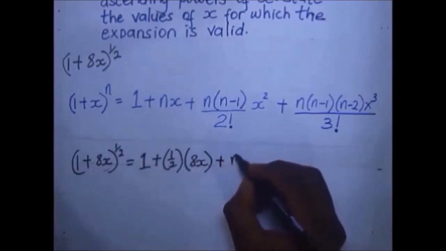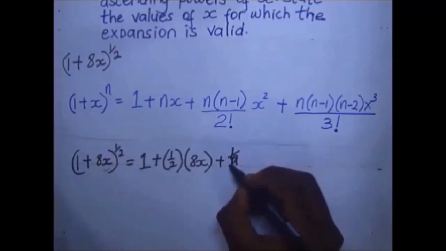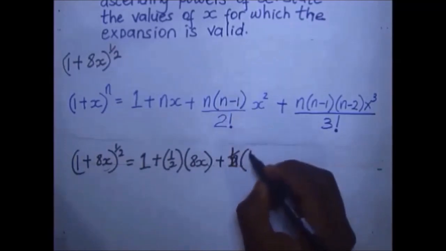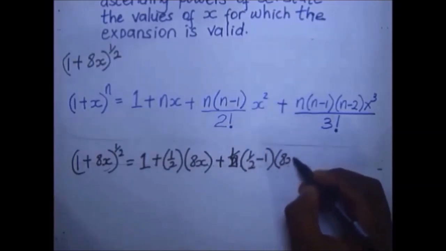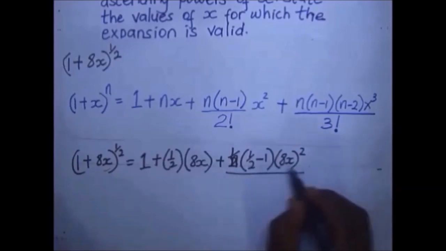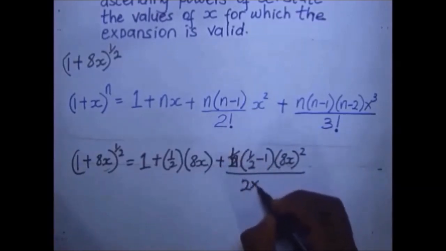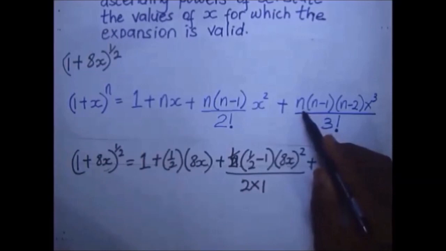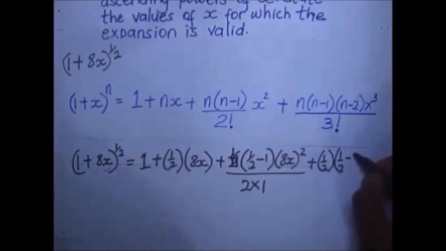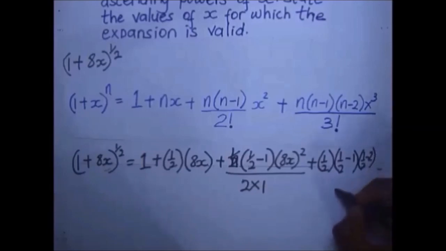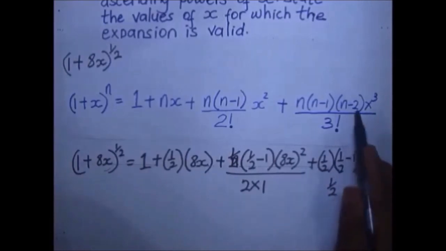8x plus n. What is n? Is a half into a half minus 1 times 8x squared over, what is 2 factorial? That is 2 times 1 plus, that's the value of n. That is a half times a half minus 1 into a half minus 2 times x.